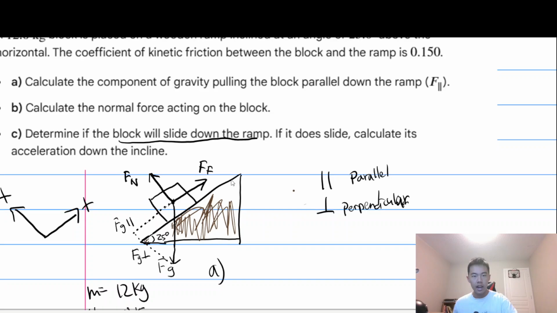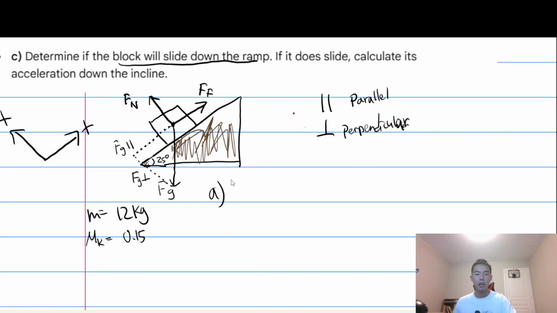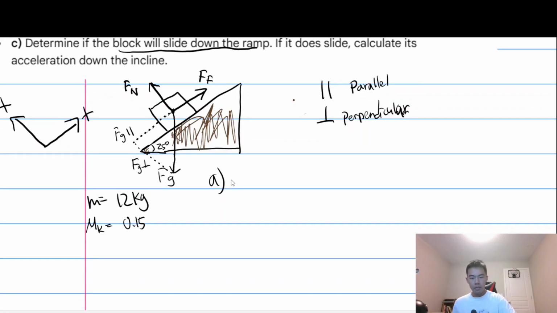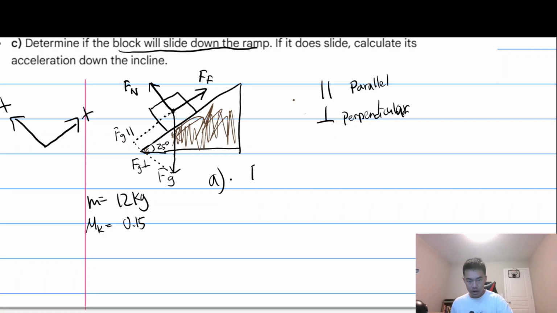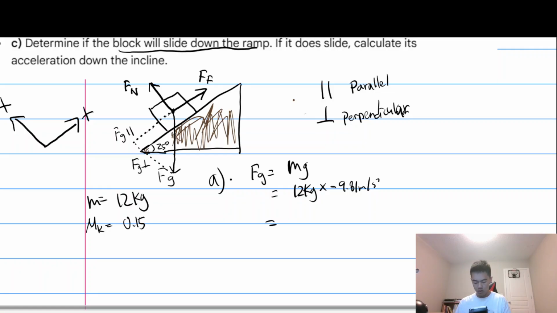And let's do A. What is A? A is asking, calculate the component of gravity pulling it down the ramp, parallel down the ramp. So that should be easy enough, because let's first find force of gravity itself. That would be mg, which is equal to 12 kilograms times negative 9.81 meters per second squared, which is equal to negative 117.